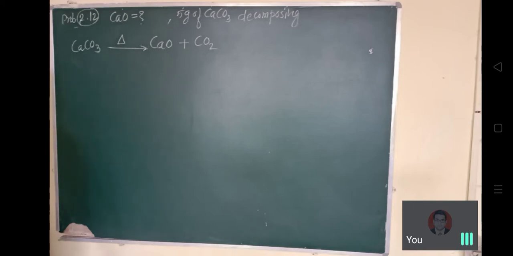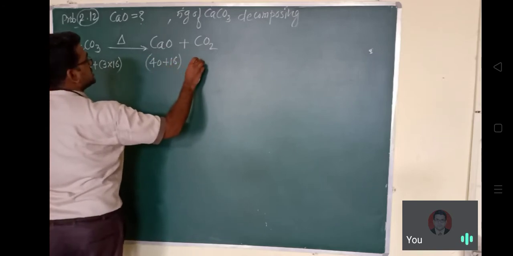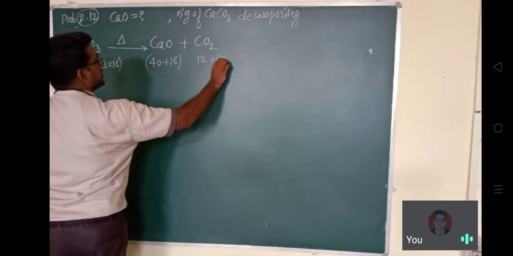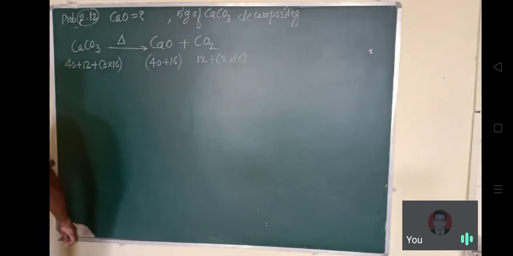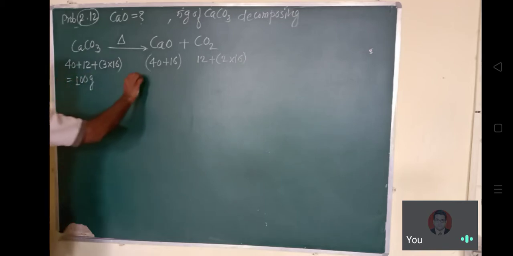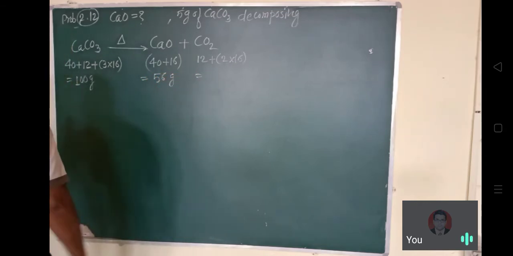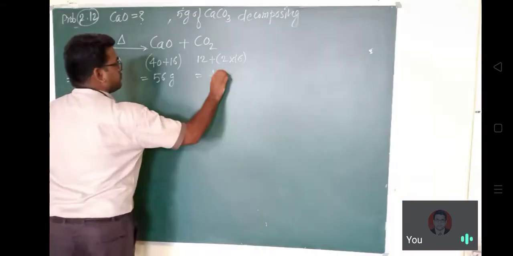So now we will write down the masses. Calcium mass is 40, plus carbon mass is 12, plus 3 atoms of oxygen, that's why 3 multiplied by the oxygen atomic mass of 16, which is 48. Similarly, here for calcium it is 40 plus oxygen 16. Here carbon is 12 plus 2 atoms of oxygen, that's why 2 multiplied by 16. In this way, we find it is 100 grams. The answer for this is 56 parts, or you can say 56 grams. Here, the answer is 44 grams.